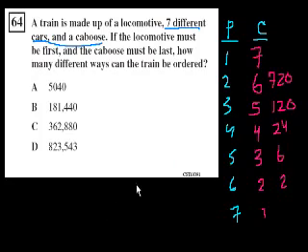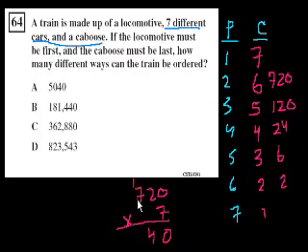720 times 7, I'm just going to have to do a little bit of multiplication here on the side. 7 times 0 is 0. 7 times 2 is 14. 7 times 7 is 49, plus 1 is 50. So there's 5,040 different ways that the train can be ordered.